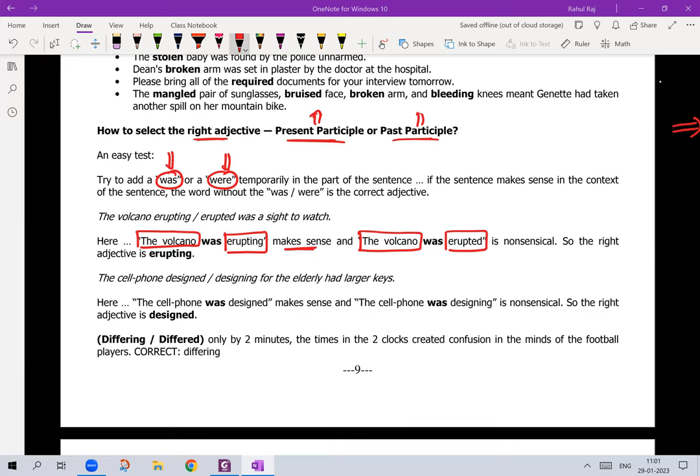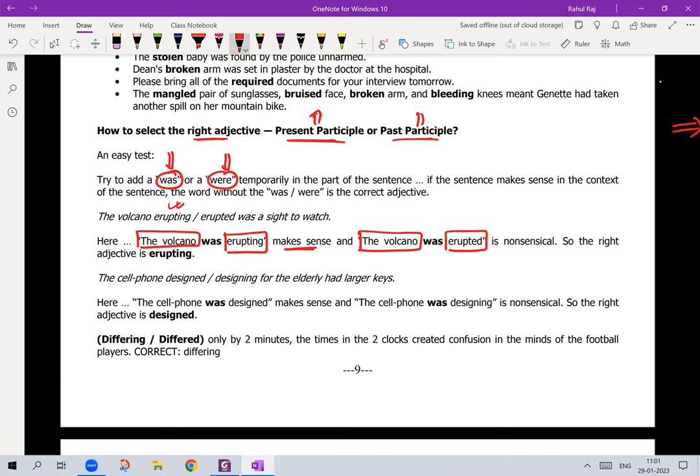"Volcano was erupting" absolutely makes sense. What do you mean by "volcano was erupted"? The volcano erupted, that's one event. "Was erupted" makes no sense at all. "Volcano was erupting": the ing form denotes a moment of time. We'll come down to all this stuff, don't worry at all. So "volcano was erupting" is the right one to choose.